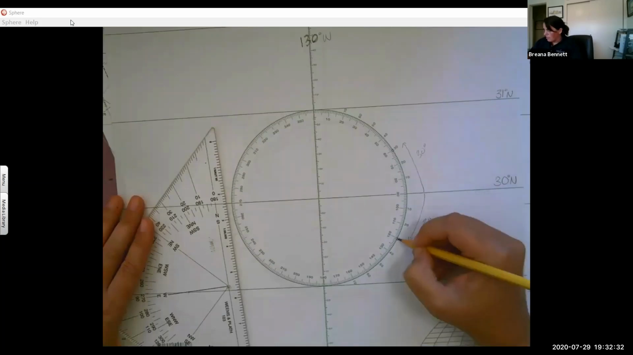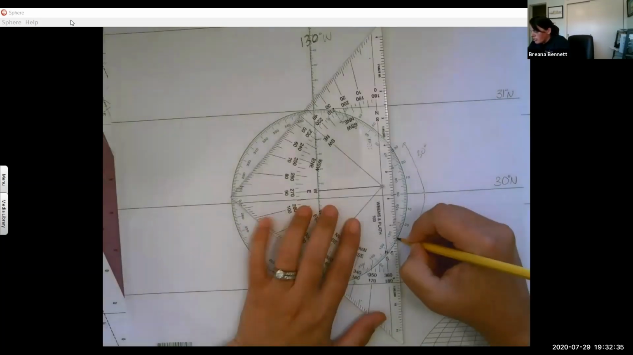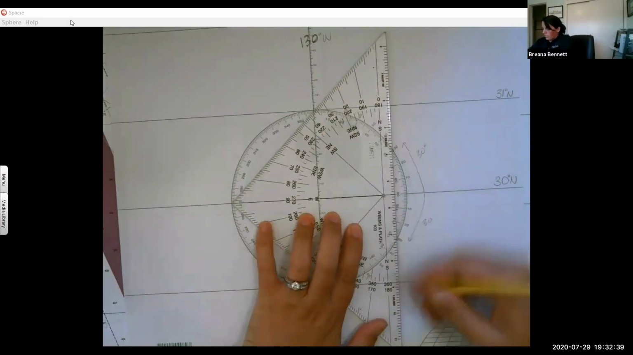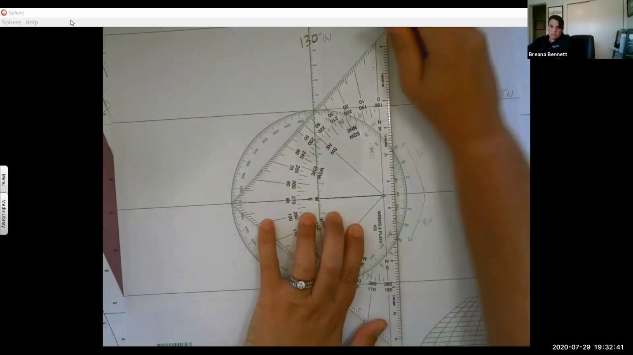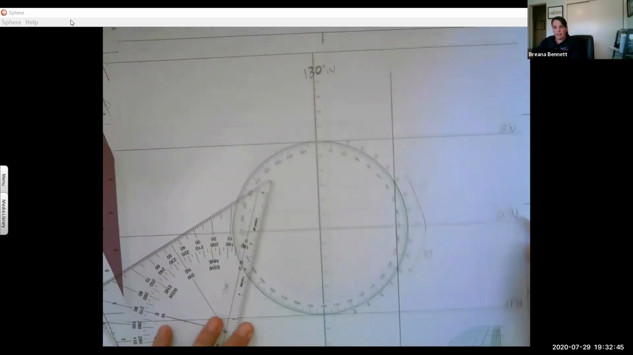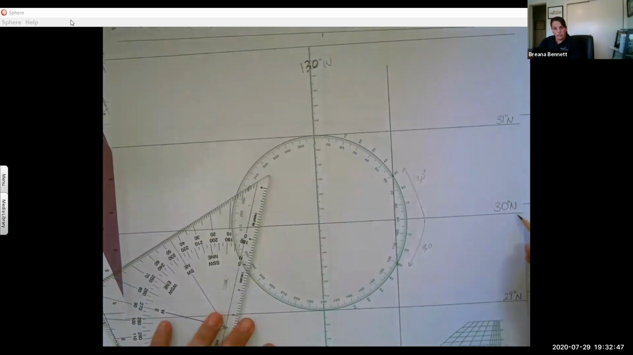So if I put my pencil on both points, I can draw in a longitude line for my 30 degrees north.